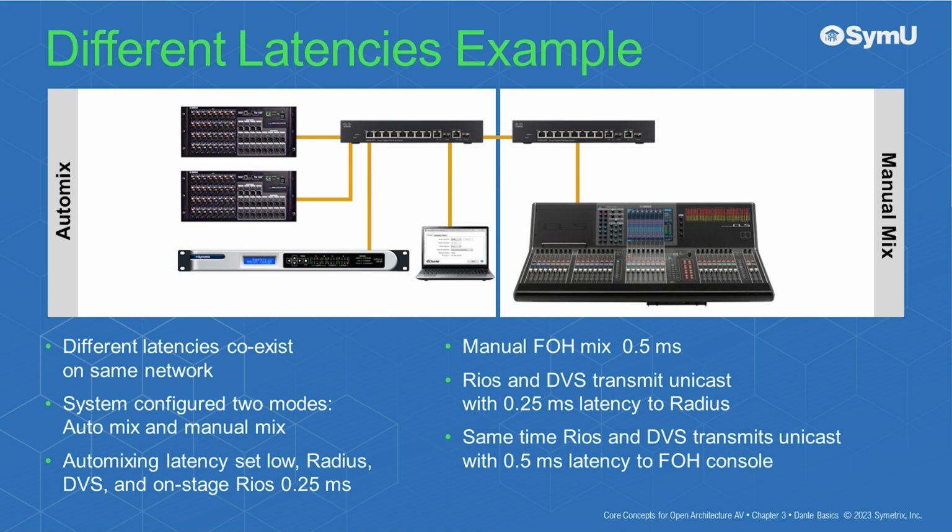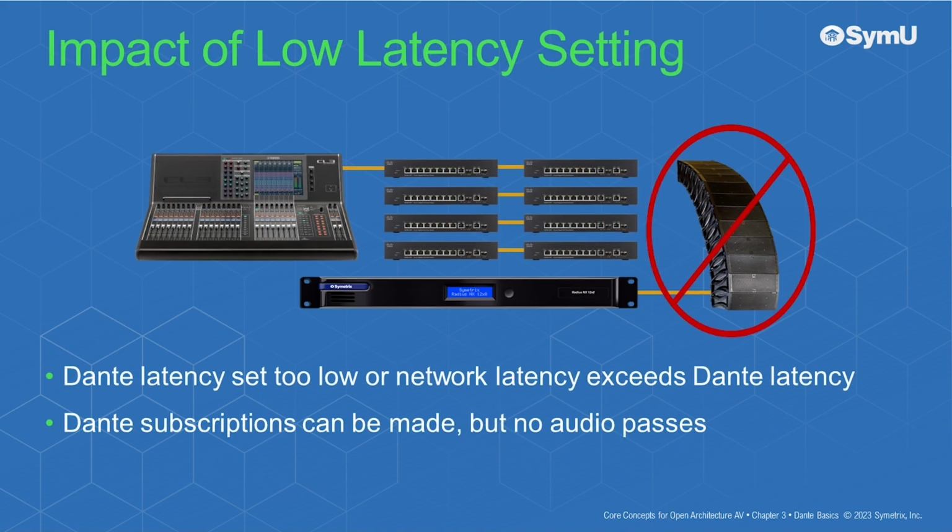The Rios and DVS transmit unicast with 0.25 milliseconds latency to the Radius. And at the same time, the Rios and DVS transmit unicast with 0.5 milliseconds latency to the front of house console. If the Dante latency setting is set too low, or if the network latency exceeds the Dante latency, no audio passes.